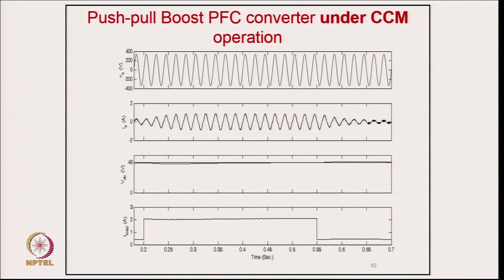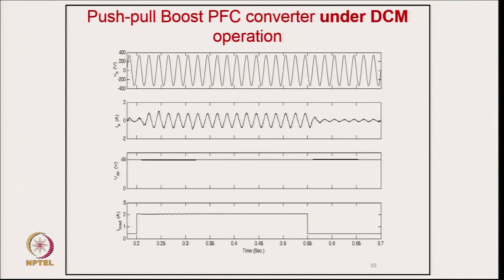And this is the dynamic performance of push pull one in CCM. Here the load is increasing and decreasing, and you can see how the supply current remains in phase with the supply voltage. DC link voltage remains regulated, and input current is increasing because output power is increased due to the increased load on the DC. But power factor is maintained, and current harmonics are also reduced quite low. And this is the case corresponding to DCM of this.